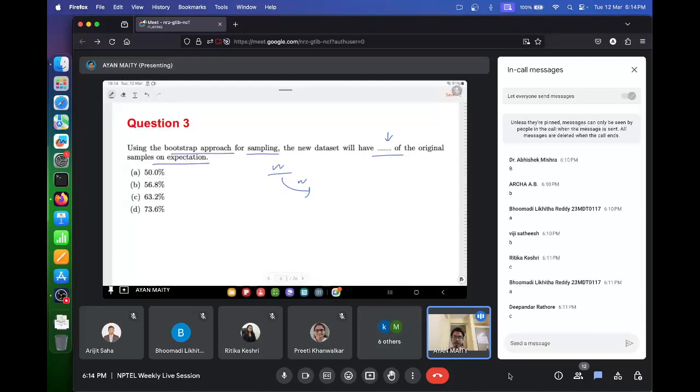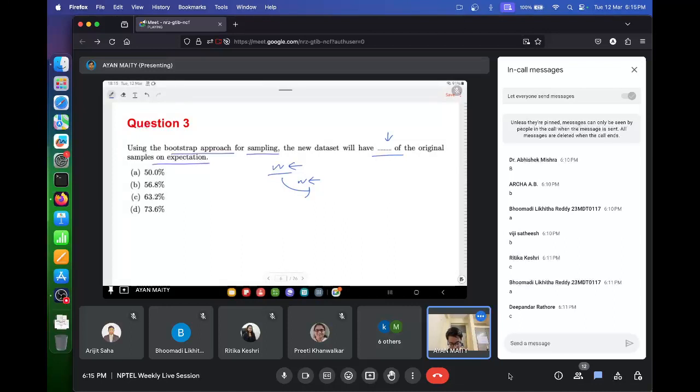But the total size remains the same, because if the dataset is of size n, then we are sampling it n times, so n data points will be there in the sample dataset also. So we will find out the probability that a given data point of the original dataset will not be present in the sample dataset.